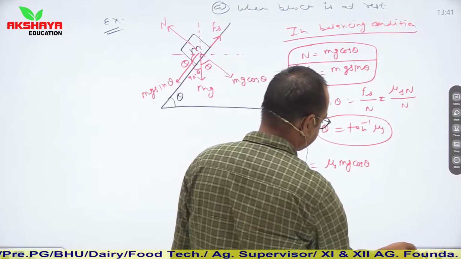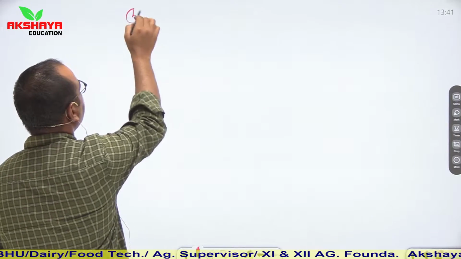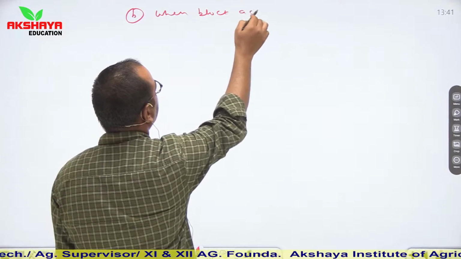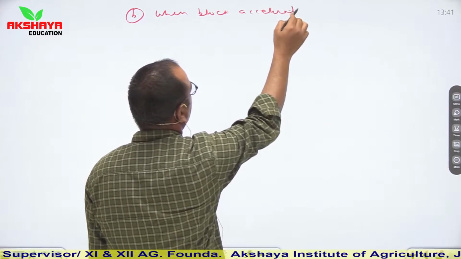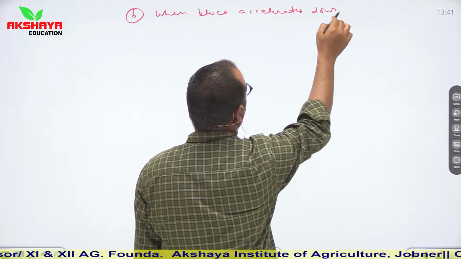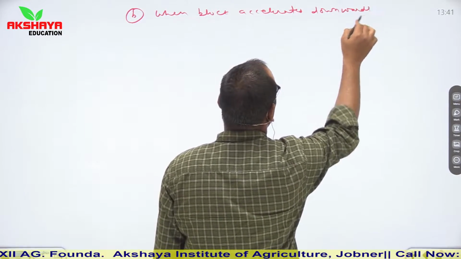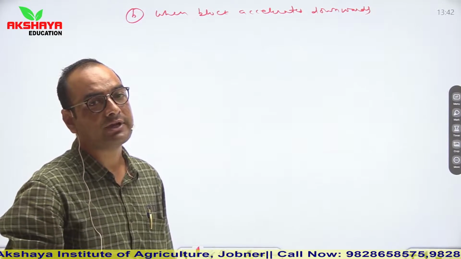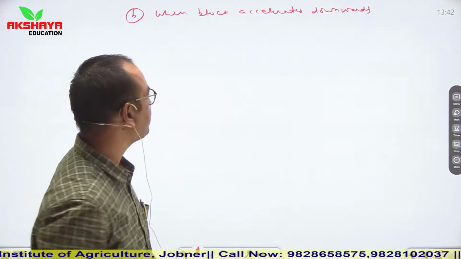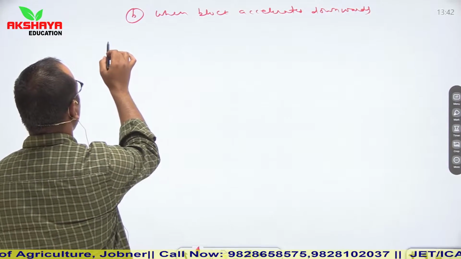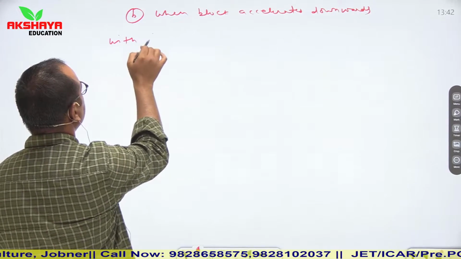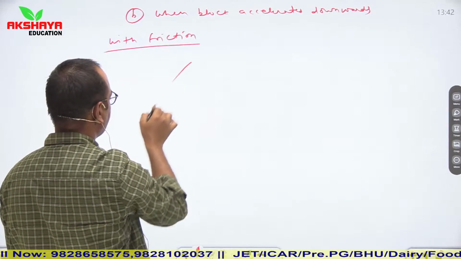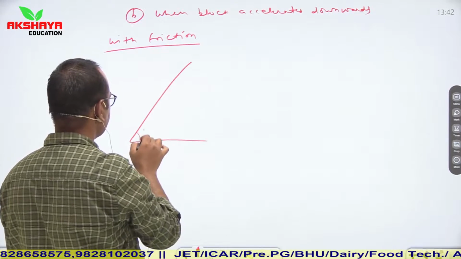Second pattern, when block accelerates downwards. So in this also I am going to explain two sub cases. One is with friction and another one without friction. So let us talk about with friction. First case with friction. So now see, this is the inclination.